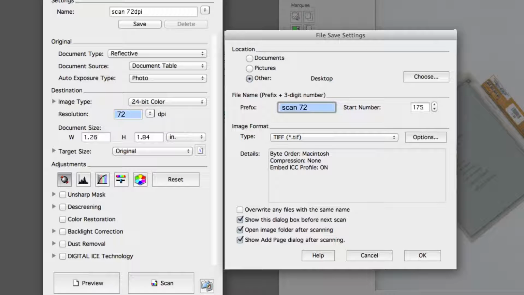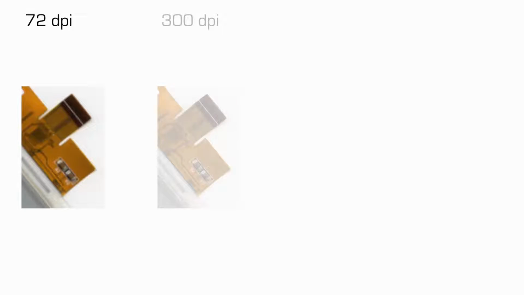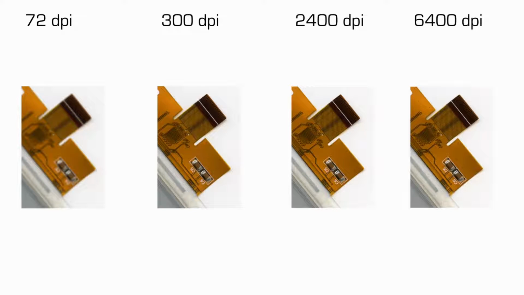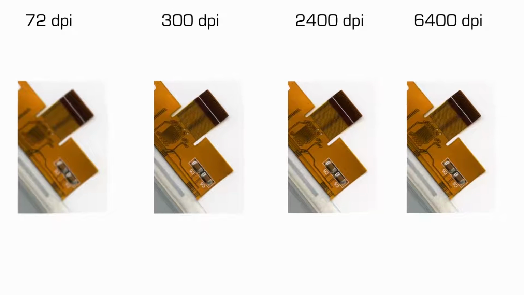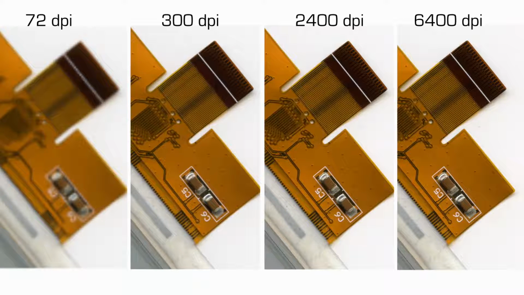And then I went through a whole series of various scans. And let's look at them all together. The various scans were 72 dpi, 300, 2400, up to 6400 dpi. And let's see the difference. Here it is slightly enlarged, sort of trying to keep the same visuals for you to compare.